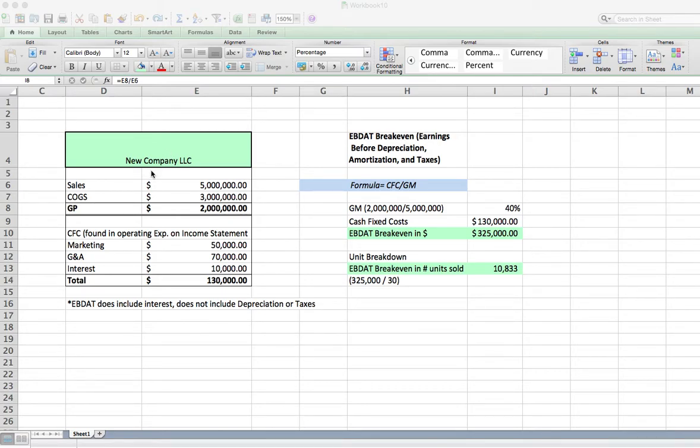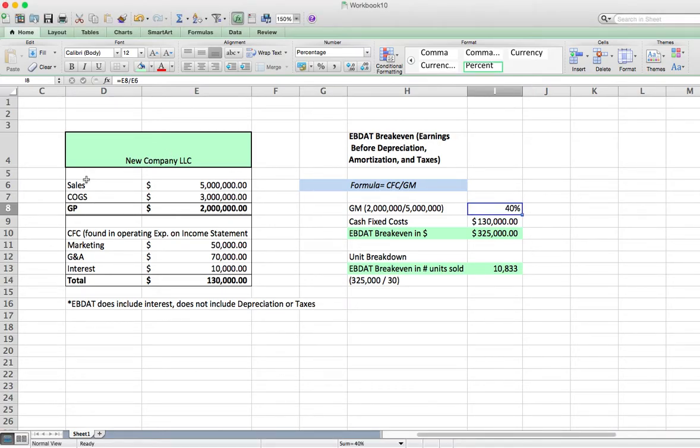So we're going to take a look at New Company LLC, and you can see that they have sales of 5 million, cost of goods sold of 3 million, and a gross profit of 2 million. So the first thing we need to do is find a gross margin. To find gross margin, we take our gross profit and we divide it by our sales. This is going to give us 40%.